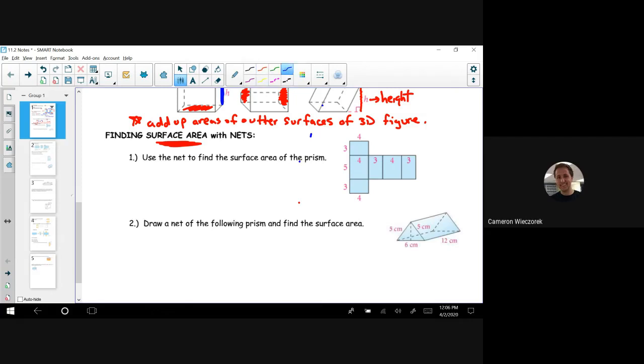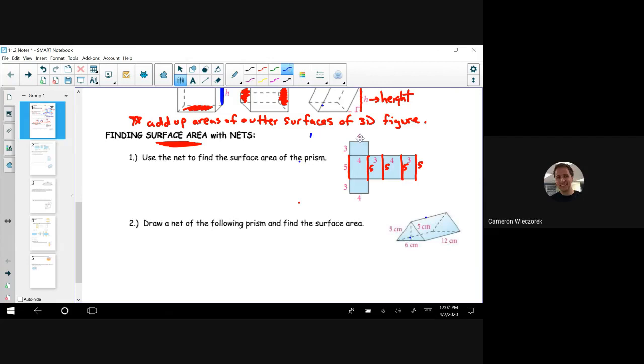I'm going to fill in a couple pieces of information first. One thing I know is none of these side lengths right here in red have been labeled, but I do know they have to be a length of 5. I'm just going to write that in. And using that, now I have enough information to find the area of each rectangle.